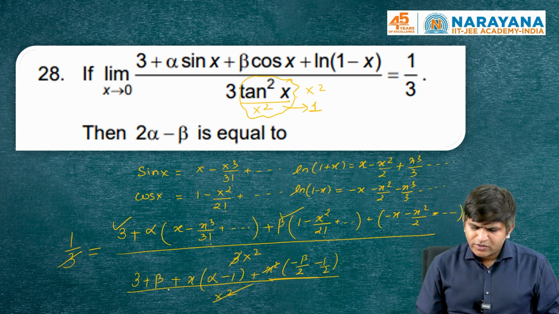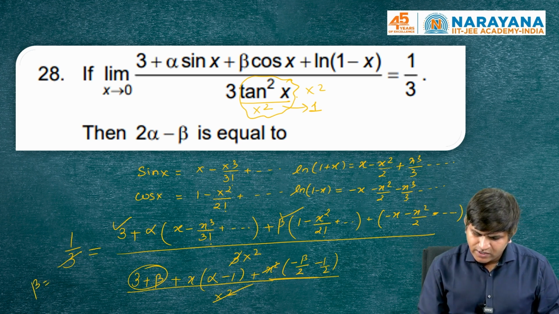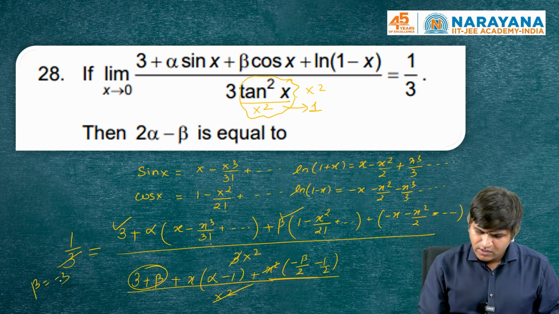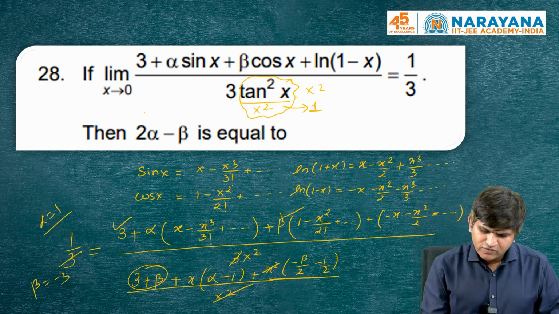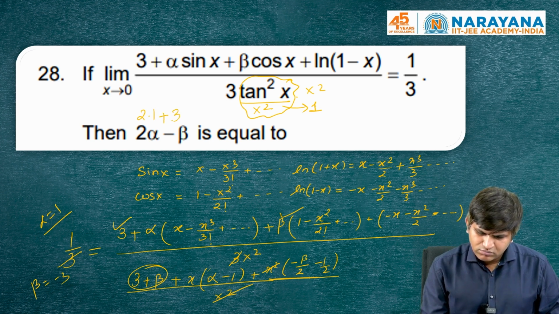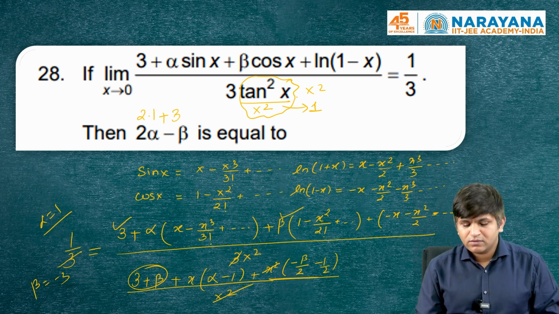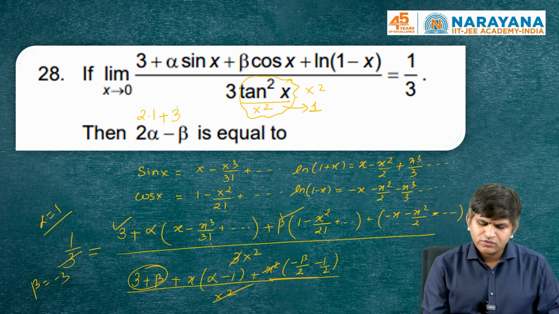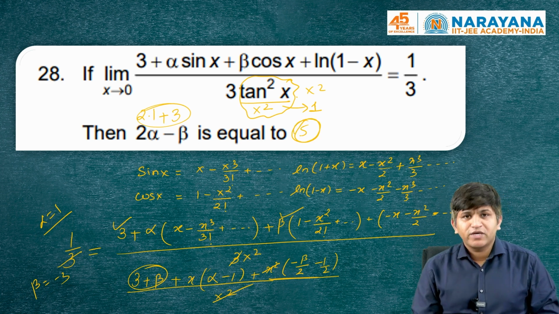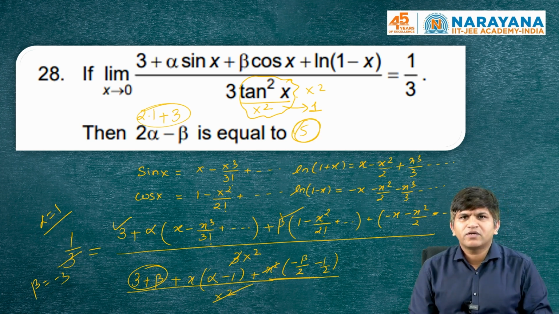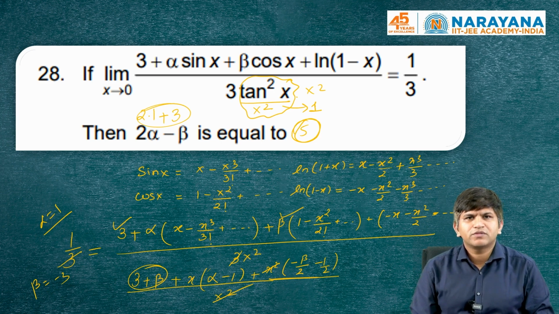So for this limit to exist, these two terms should be 0. So beta we are getting equal to minus 3, and alpha equal to 1. So beta equal to minus 3 and alpha is 1. So 2 into 1, that is 2, plus minus of minus 3, that is 3 basically. So we are getting the value 5. So this is a very regular problem which is based on the expansion of trigonometric functions. So I hope this is clear to all of you.